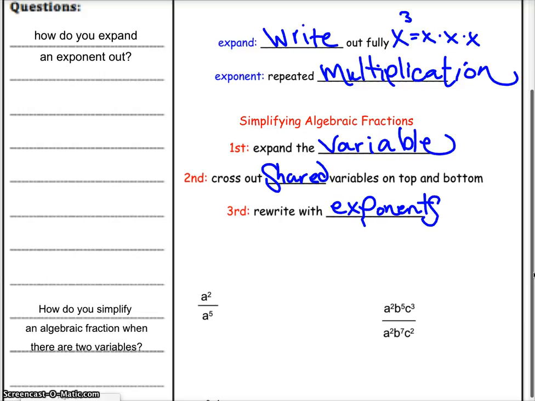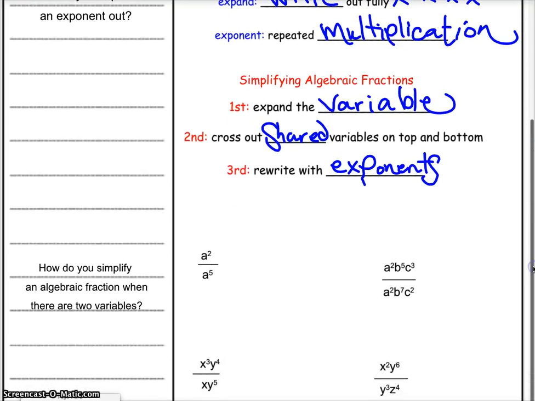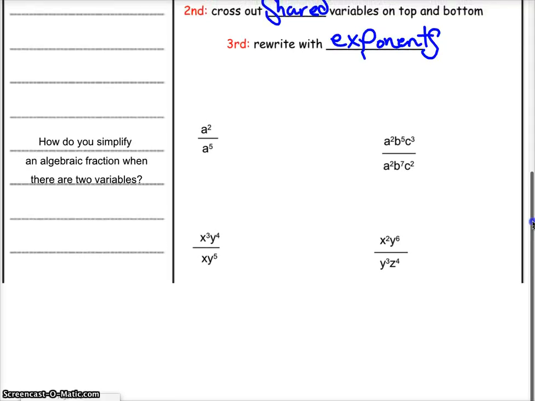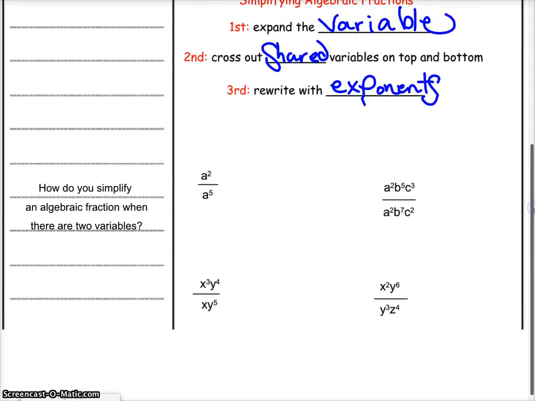Okay? So, for example, a squared over a to the fifth. According to my steps, the first thing I should do is expand the variable. So I'm going to have a top and a bottom. Don't get rid of the fraction bar. The top has 2 a's, so I expand that out. The bottom has 5 a's. 1, 2, 3, 4, 5. Now I cross out what they have in common. Cross out. Cross out.